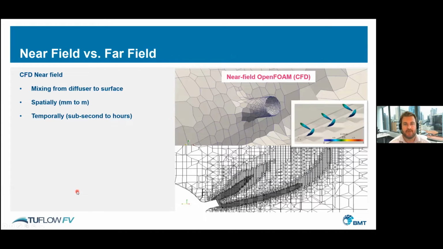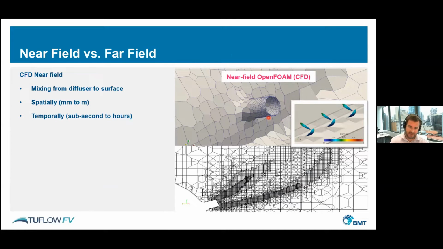So this is an example of a near-field model, CFD, OpenFOAM. So this is an outlet here. It's about 0.1 of a meter across, and it's discharging into 20 meters of water depth. And so spatially, we're talking about orders of millimeters to meters. Across this diffuser jet nozzle, we've got elements that are as small as 8 millimeters going up to sub-meter.